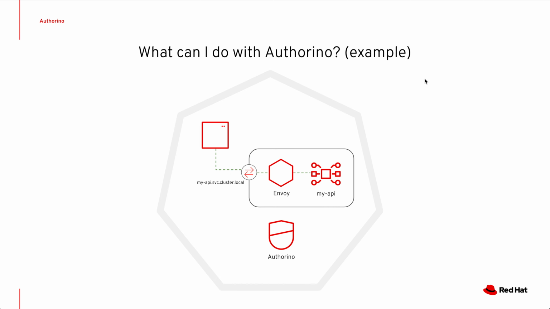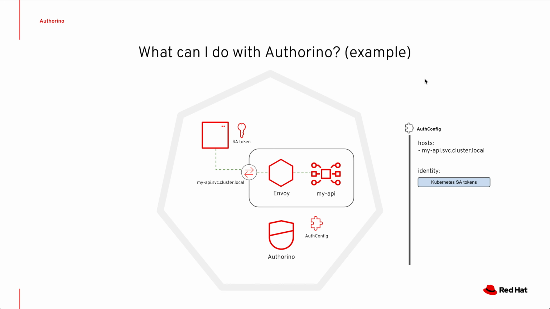Given that we have an instance of Authorino running in the cluster, we can define an AuthConfig to protect this API host and start identifying requests using, for example, Kubernetes service account tokens. The client application can use its service account token when sending requests to the API. Envoy will pass that to Authorino along with the external authorization payload. And Authorino will check whether the service account token is a valid token for this audience using the Kubernetes token review API.